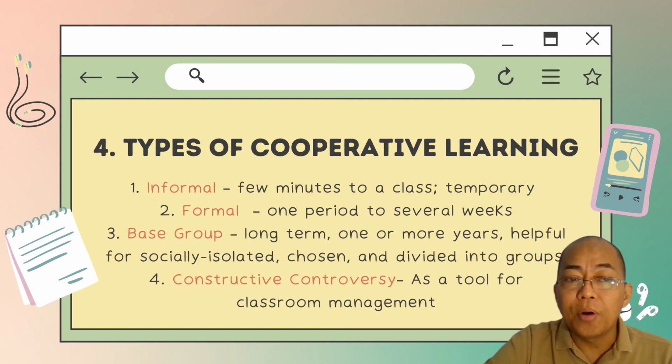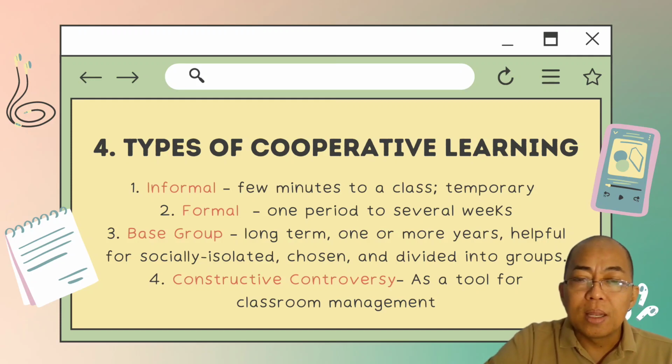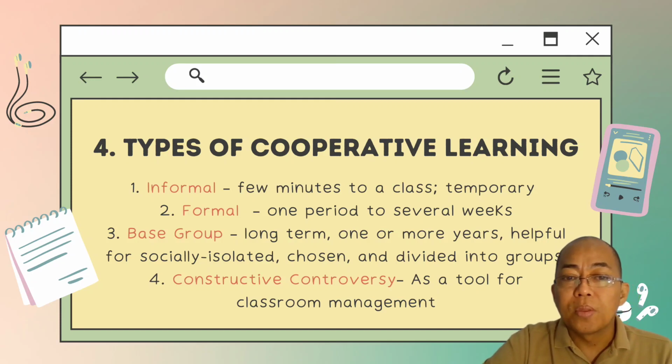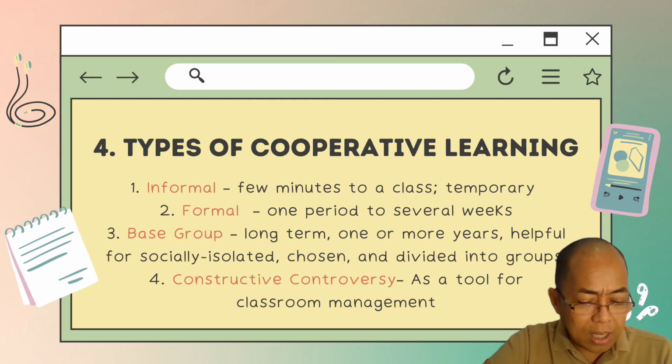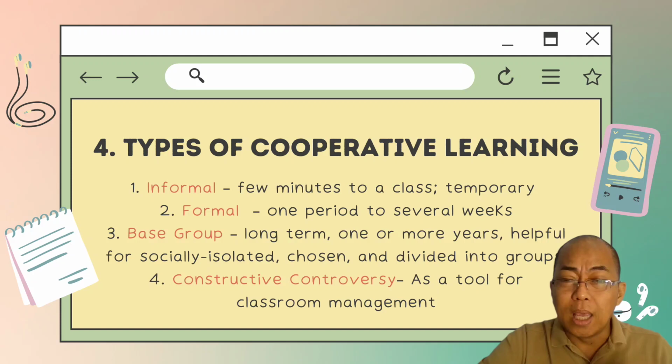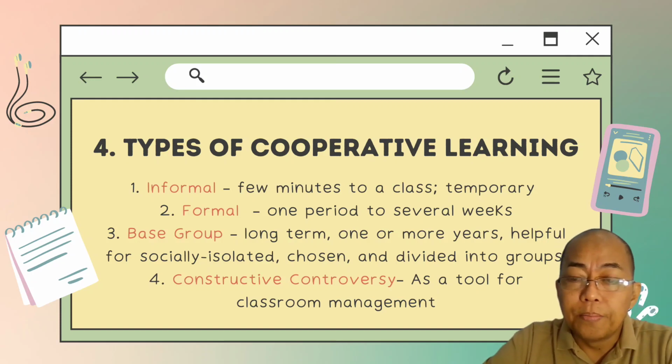And finally, number four, constructive controversy. Unlike the informal, the formal, and the base group or home group, it is only organized whenever there is a very controversial issue that needs to be resolved. Let's say, for example, the topic talks about capital punishment, or abortion. Some people would say that women, of course, have the right to their own body.